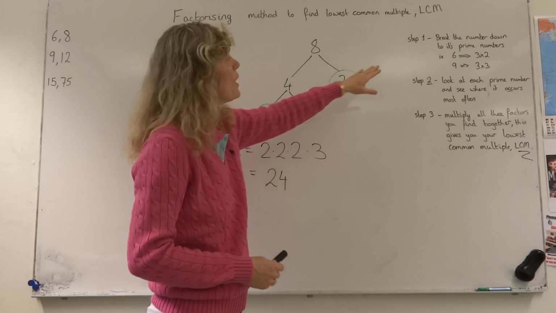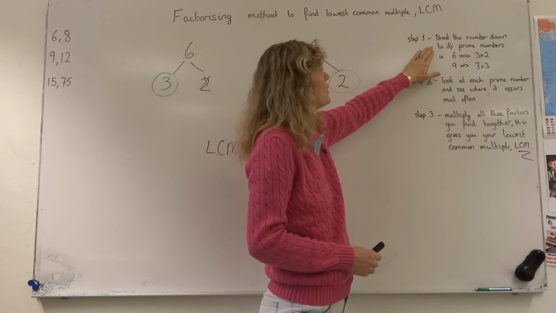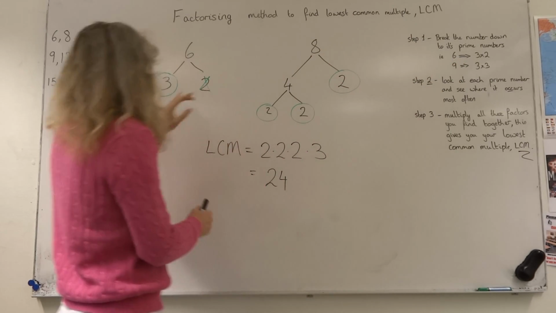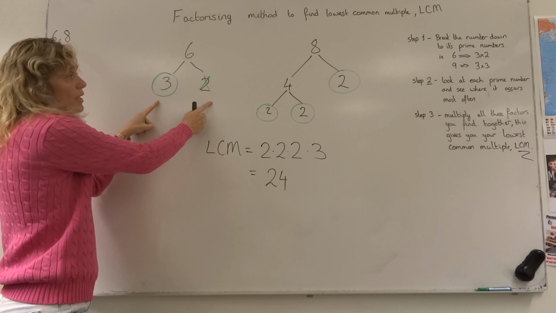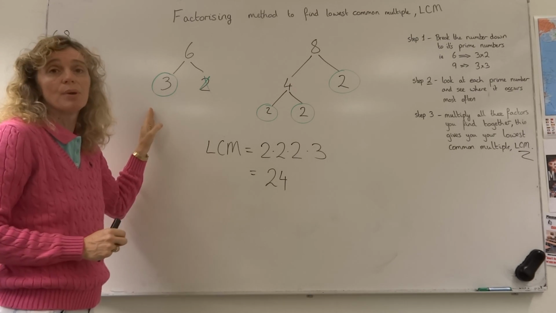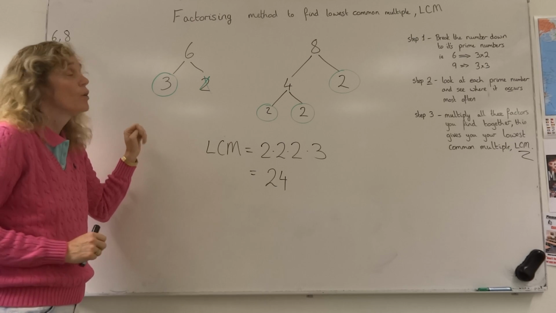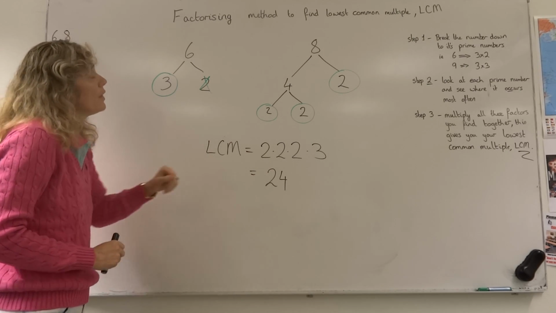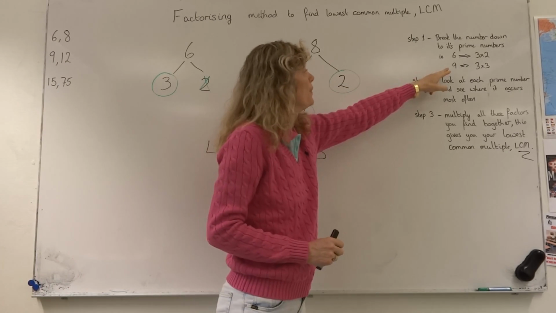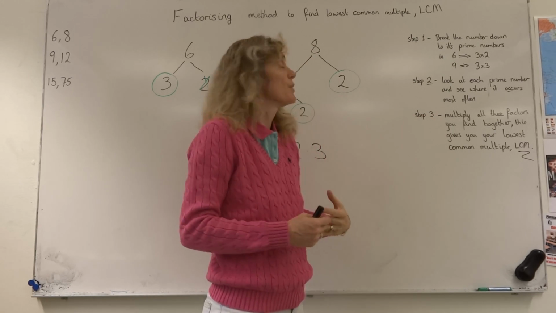So, step 1 is to break down the number into its prime numbers. 6 can be broken down into its prime numbers 3 and 2. A prime number is any number that can only be divided by itself or by 1. 9 could be broken down to its prime numbers 3 and 3.